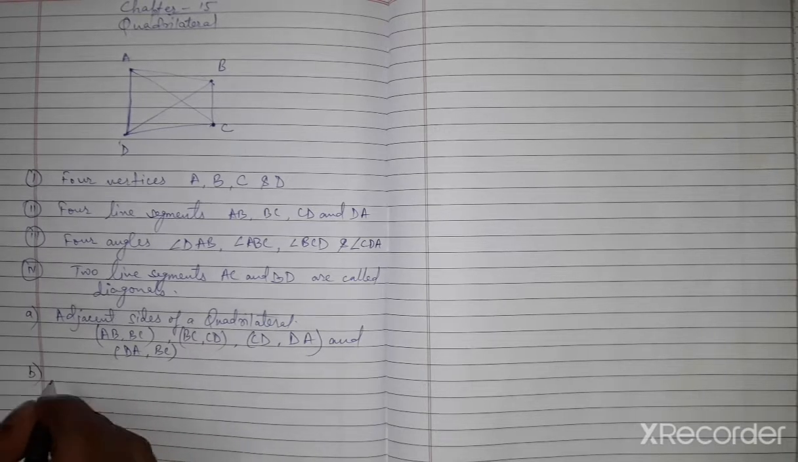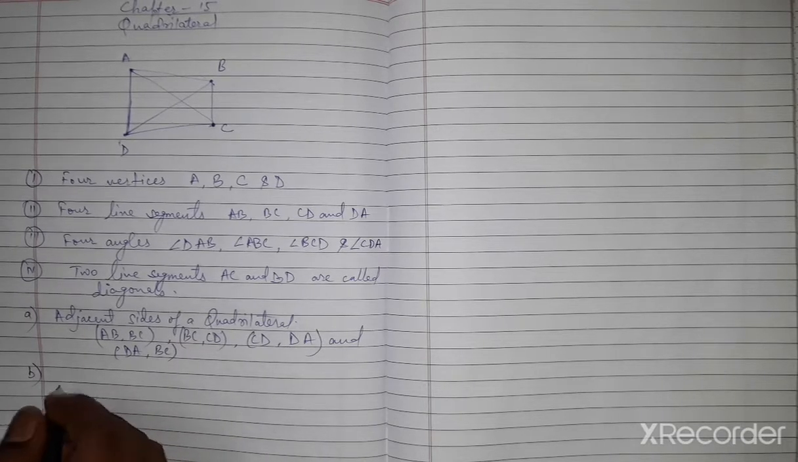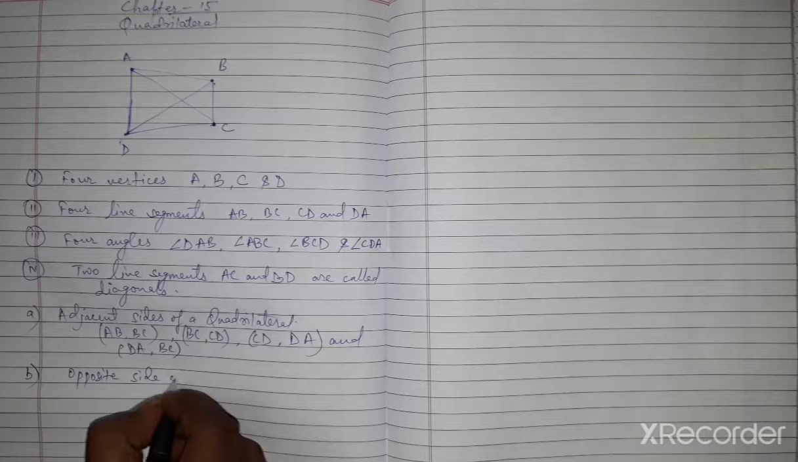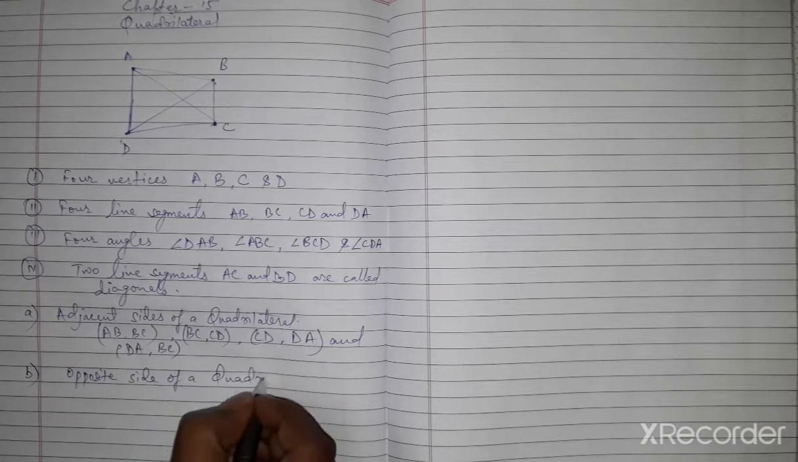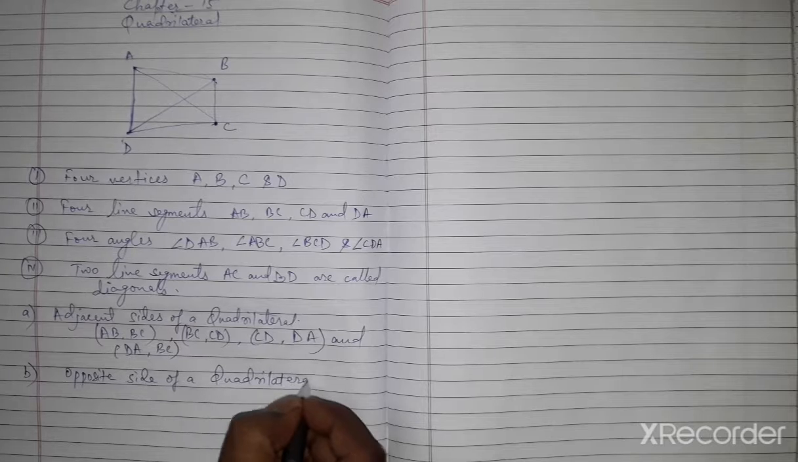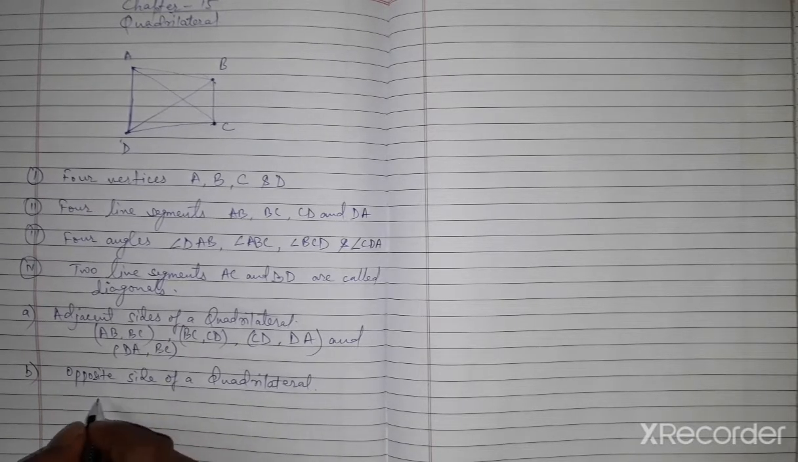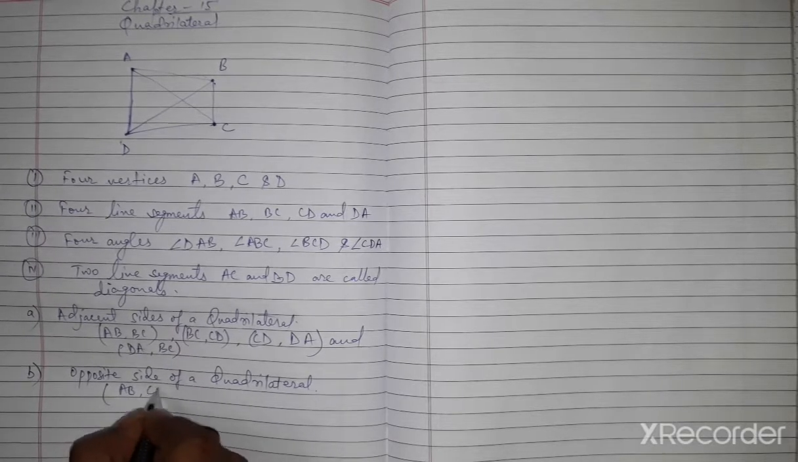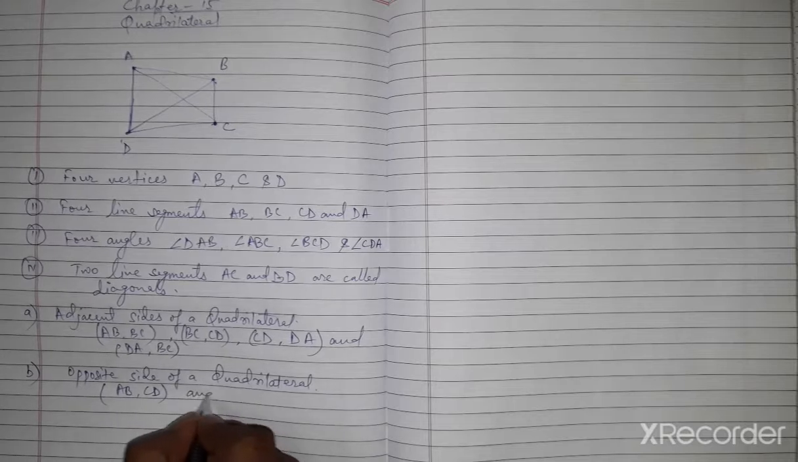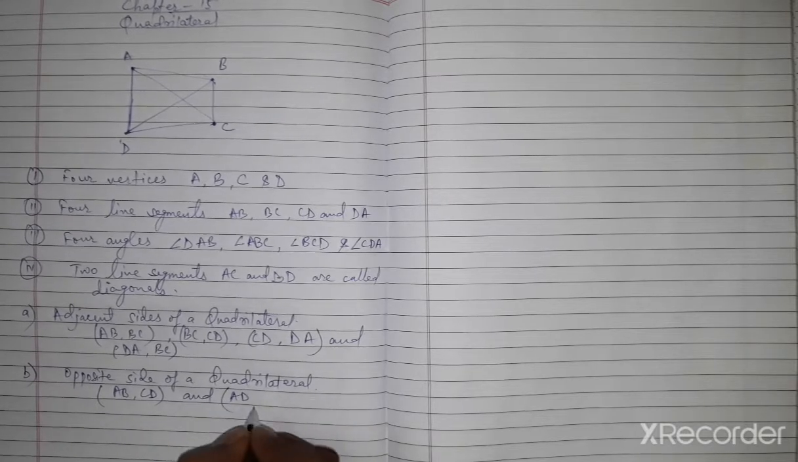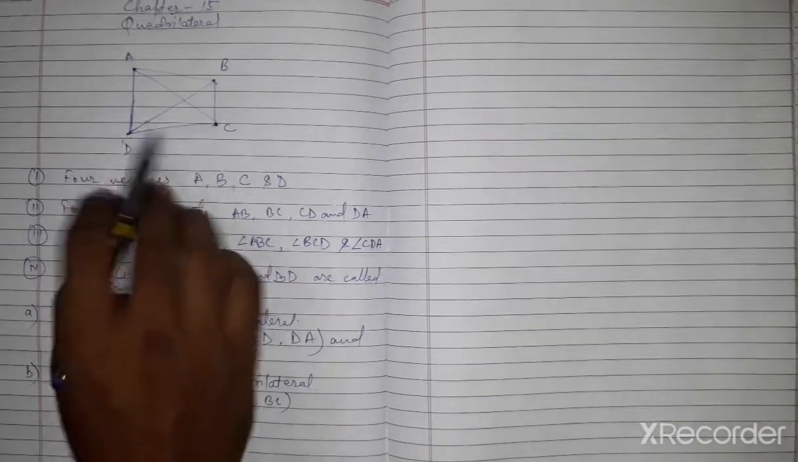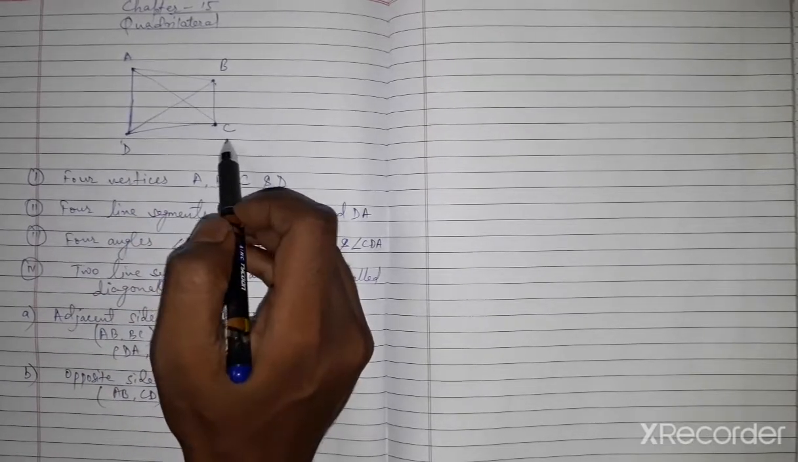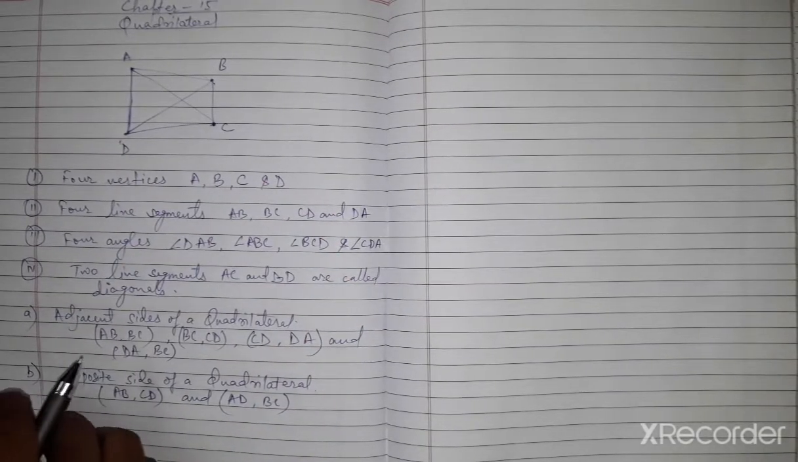Now number B is opposite sides of a quadrilateral. I am giving you the example. The opposite sides are AB and CD, and AD and BC. So you can see in this quadrilateral, AB is opposite to CD and AD is opposite to BC. So these are the opposite sides of a quadrilateral.